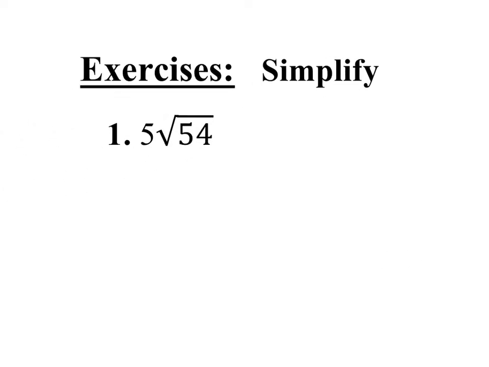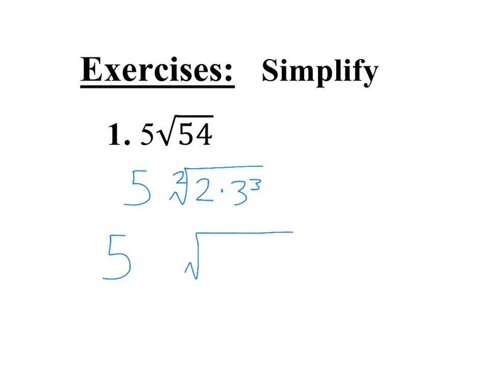Okay, for number 1, I'm going to break down 54. So a few ways to do this. You could completely break it down. You could break it down into prime factors. So 2 times 27, and then 27 is 3 cubed. So the index is invisible. The index is an invisible 2. So we need 2 of something if we want to bring it out. So we only have 1 2, so that has to stay inside.